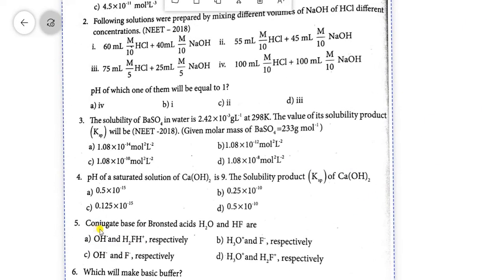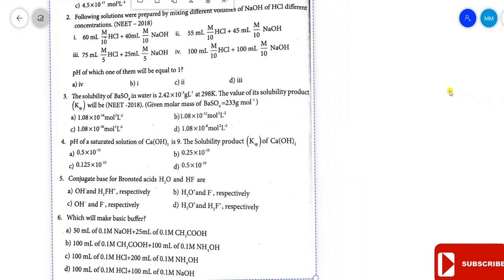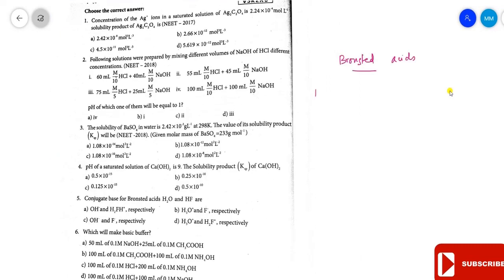Fifth one, the conjugate base for the Bronsted acids H2O and HF. The Bronsted acids, here the question is the conjugate base. The conjugate base and acid differ by means of one proton. For example, for hydrochloric acid, the conjugate base is Cl minus. And for the OH minus ion, the conjugate acid is water. So conjugate acid and base differ by a proton.